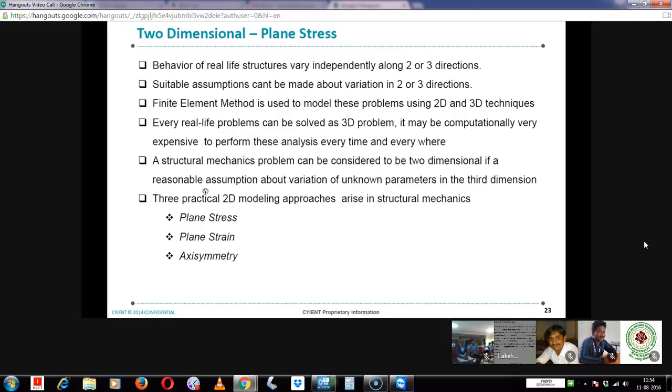So coming to two-dimensional, a structural mechanics problem can be considered to be two-dimensional if a reasonable assumption can be made about the variation of unknown parameters in the third dimension. So if you make a reasonable assumption about the third direction, we can take it as two-dimensional. In practice, we have three techniques available in 2D modeling: one is plane stress, one is plane strain, and another one is axisymmetric. These are the three techniques we generally use in 2D modeling approaches.